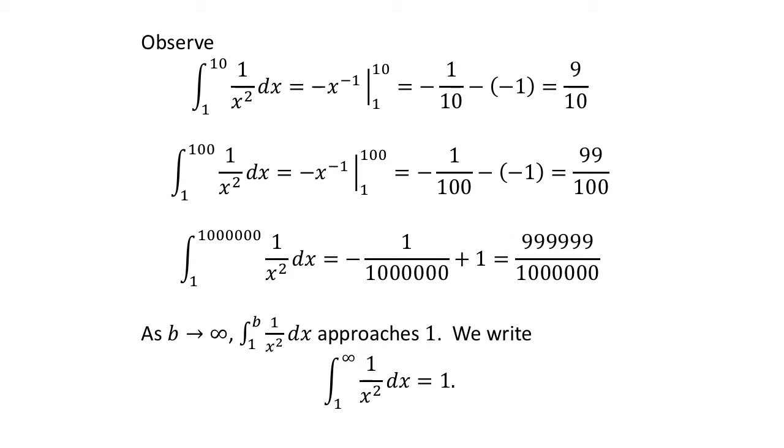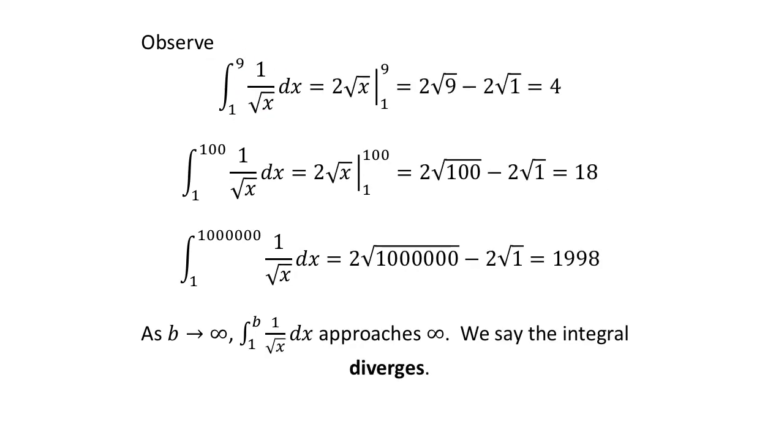And so we're going to write this. We're going to have to make a new definition for an integral, which we'll do in a couple of minutes here. But we're going to write the integral from 1 to infinity of 1 over x squared is equal to 1. Well, now let's change 1 over x squared to something that seems very much related.